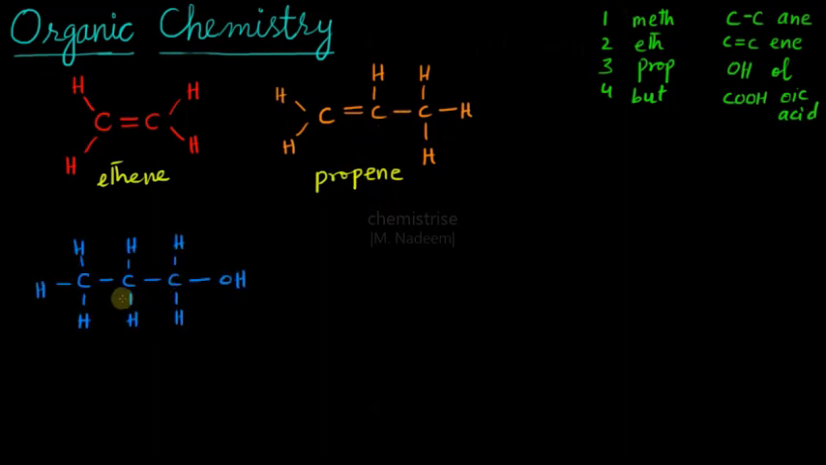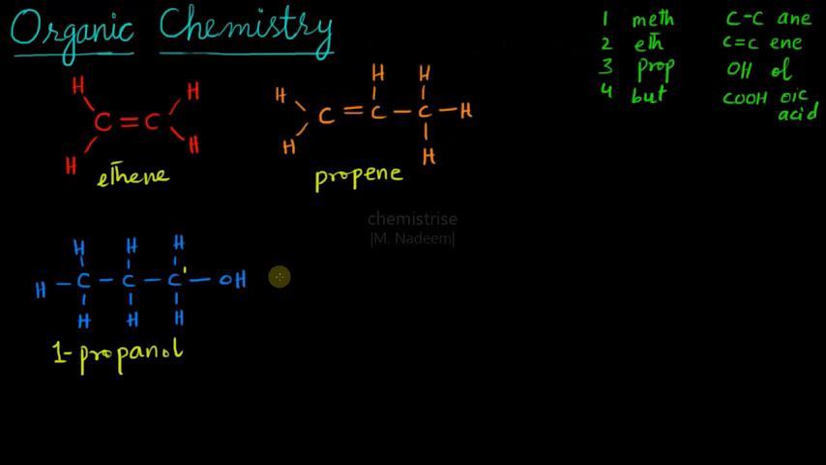Look at the next structure in which we have three carbons and an OH group present. With three carbons, the name starts with prop, and since there is an OH group present, the name should end with ol, so it's called propanol. We also see that the OH group is attached on carbon number 1 from this side, so we can call it 1-propanol. We can have another propanol.